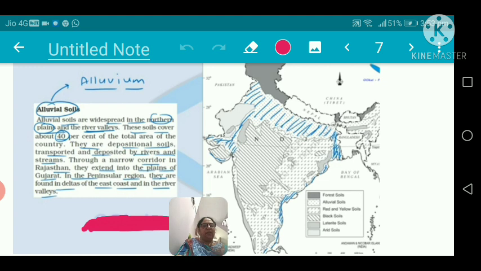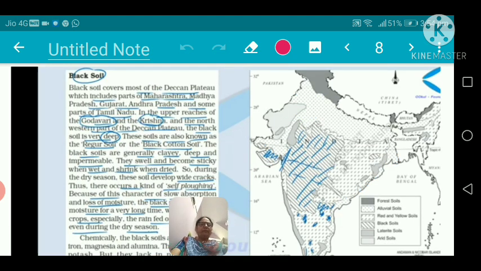In the peninsula region, they are found in the delta of the east coast and in the river valleys. In this way, this is the very first type of soil, that is alluvial, the most fertile soil we can say. And the second type of soil is black soil.